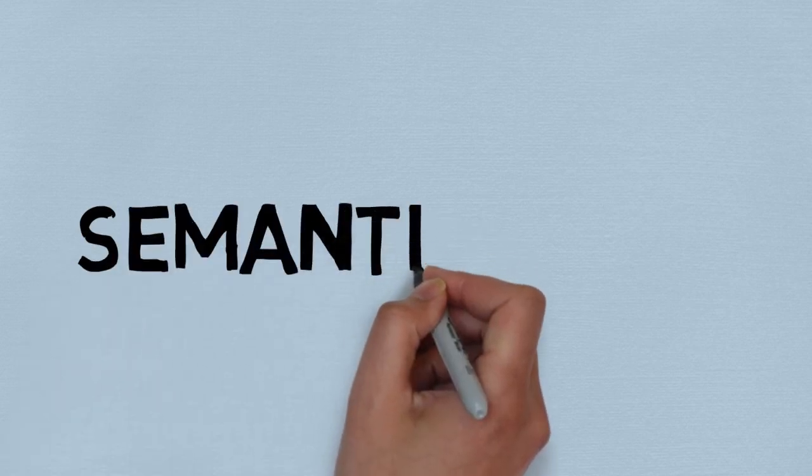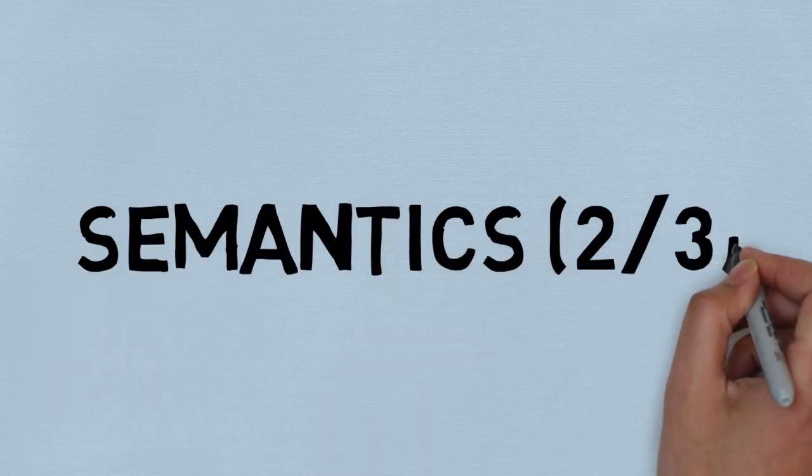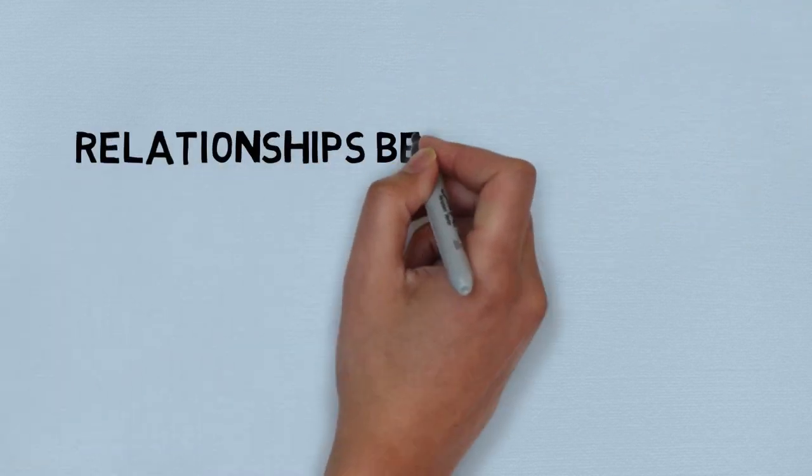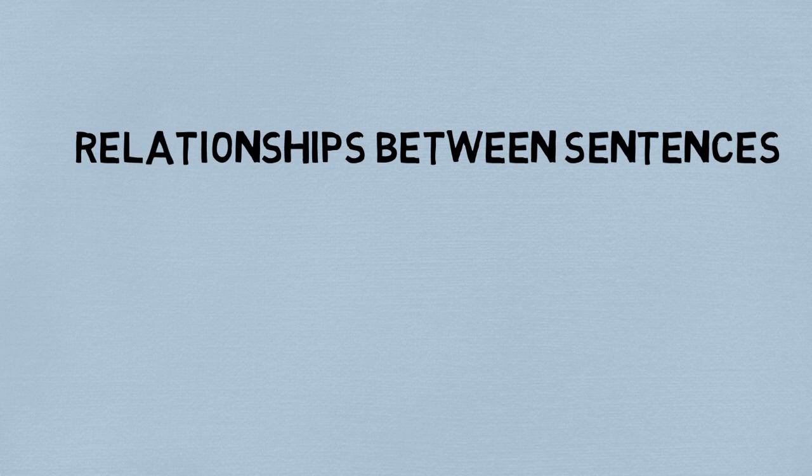Hey everyone, this is the second video in the semantics unit. Last time, we covered the meaning of relationships between words. And in this video, we're going to be looking at the semantic relationships between sentences and how we can define meaning overall. To start, we have semantic relations between sentences.